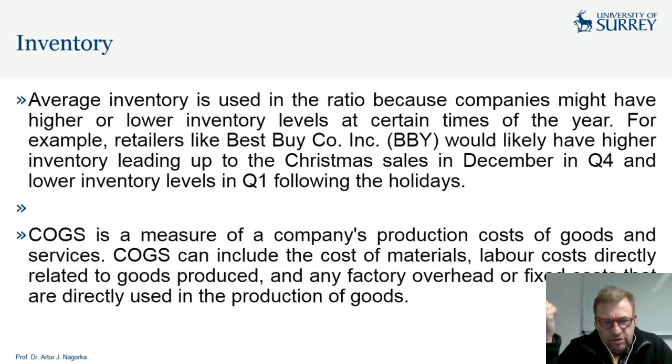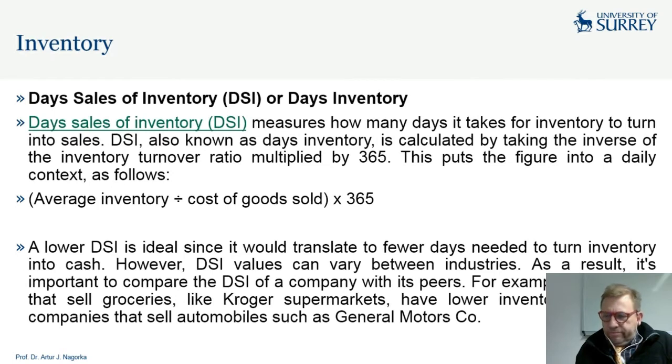A reminder that COGS is a measure of a company's production cost of goods and services. It includes cost of materials, labor costs directly related to products, and fixed cost overheads that are directly used in production. Now, because it's quite difficult to grasp in a technical way, there is something called days sales of inventory. Days sales of inventory measures how many days it takes for the inventory to turn into sales. Of course, we use the inventory turnover in this calculation. We just take the inverse of the turnover ratio and multiply it by 365. This gives the concept of the days you need to turn over your stock.